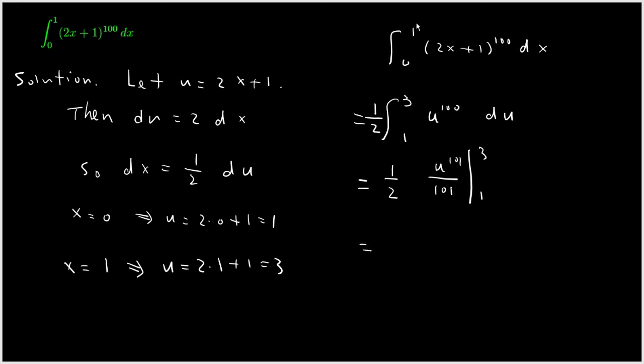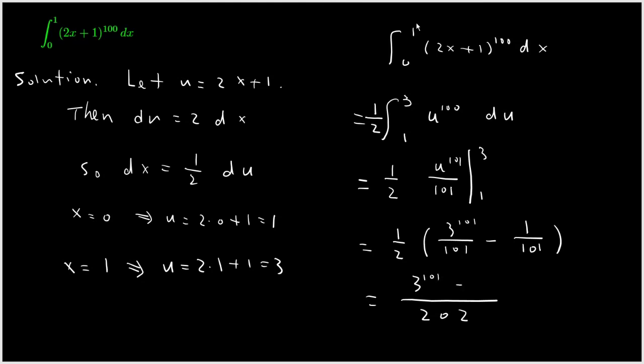Now we are ready to get the final answer. It's 1/2 times the value of the antiderivative at 3, which is 3 to the power of 101 over 101, minus the value of the antiderivative at 1, which is 1 over 101. You can leave the answer in that form, but if you want to simplify, the final answer can be simplified as 1 over 202 and then 3 to the power of 101 minus 1.